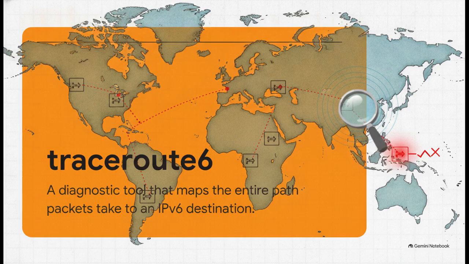Think of Traceroute 6 as your geographic map of the network. It's absolutely essential when Ping 6 fails to reach a global address, but you've already proven your local link-local connections are working perfectly fine. It's going to show you the exact router hop where your traffic is just dying.